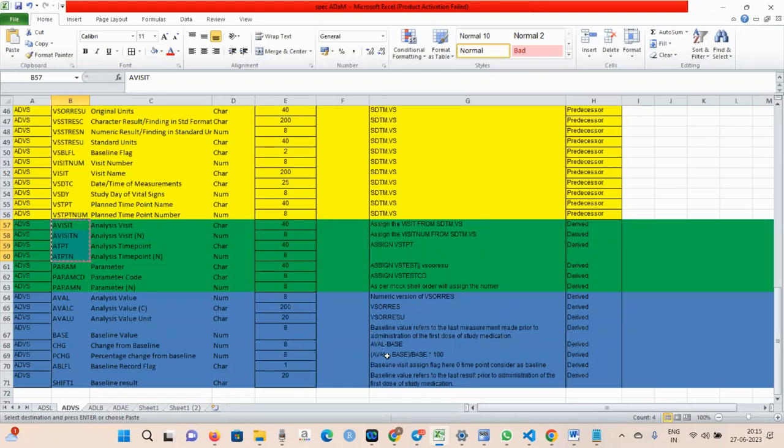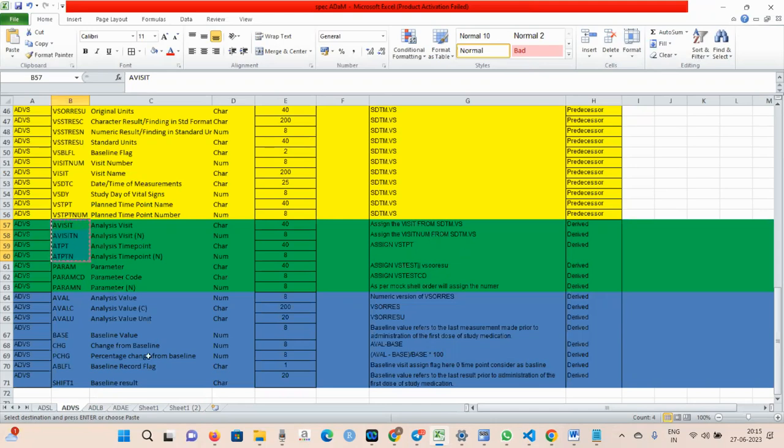So for example, here you see change is AVAL minus BASE, and percentage change is AVAL minus BASE divided by BASE into 100. These are the normal formulas for every study. For example, for PARAM, you have to concatenate your VS test and the original units. This is common, and they will mention everything in the programming notes. Based on those notes, you derive your variables, so you're not going to do anything extra.